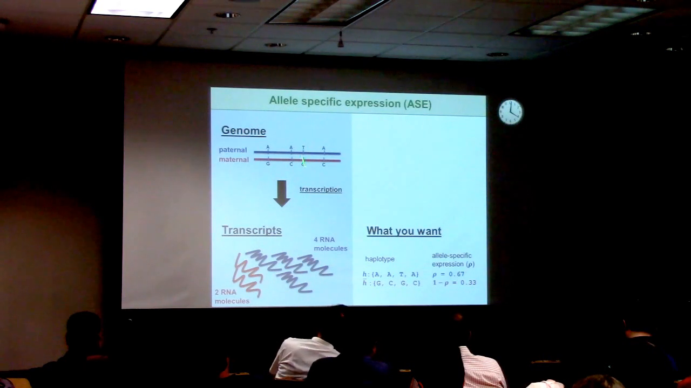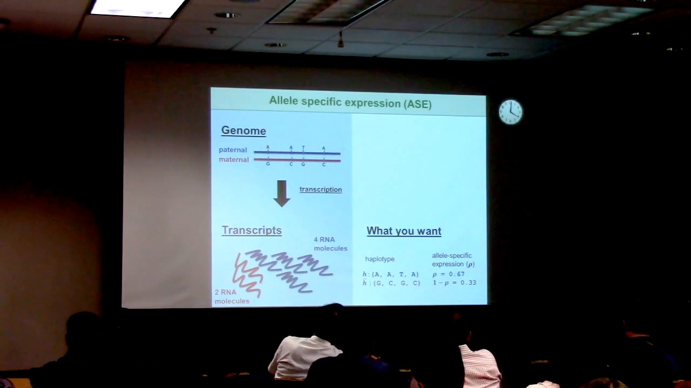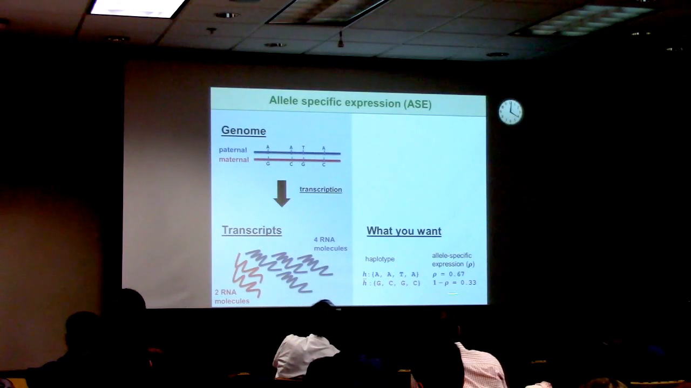In transcription, they have an imbalance; they do not express the same. For example, the paternal copy expresses 4 molecules, and the maternal copy expresses 2 molecules. So in this toy example, we can calculate the allele-specific expression at the gene level: 0.67 and 0.33. This is what you want to estimate.